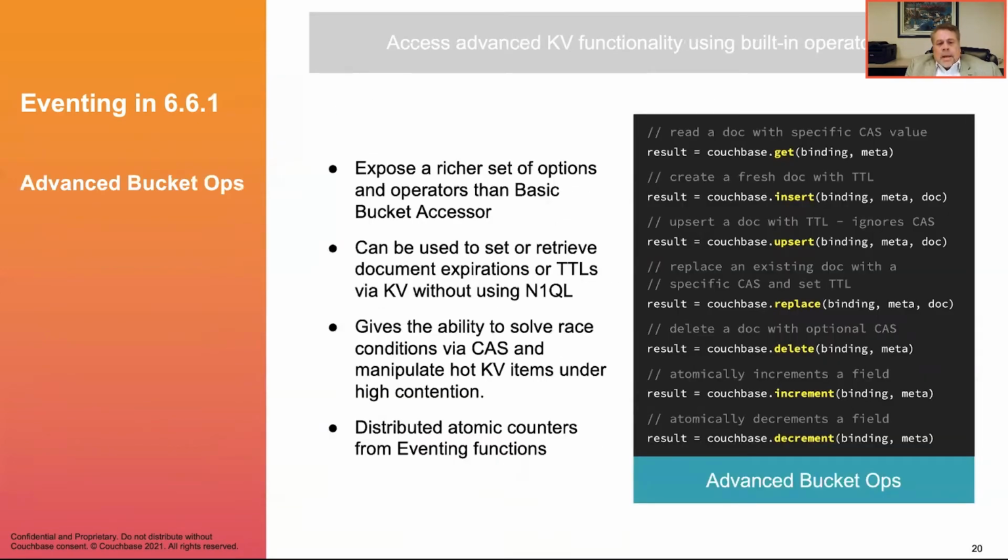And in 6.6.1, we introduced advanced bucket accessors, now called advanced key space accessors in 7.0, that allow you to use a richer set of operations to manipulate TTLs, to utilize CAS when you have hot documents under high contention. And we also introduced distributed atomic counters, both increment and decrement.